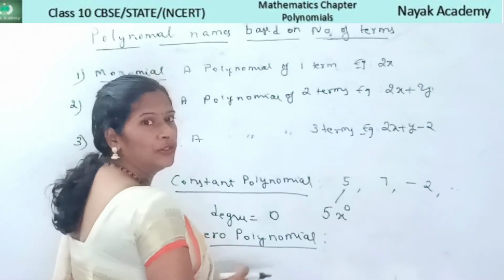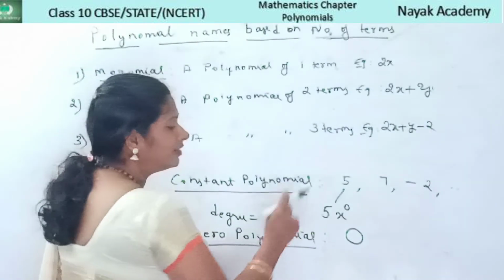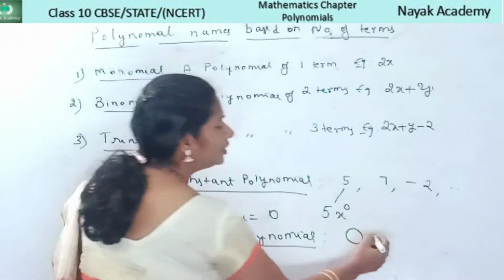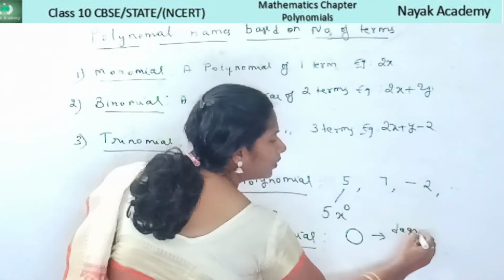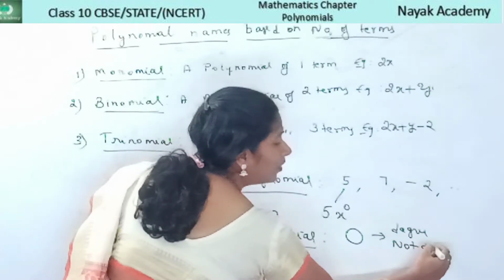Now, the zero polynomial. What do you mean by the zero polynomial? It is 0. And can you define the degree of the zero polynomial? No, you cannot define it. The degree of the zero polynomial is not defined.